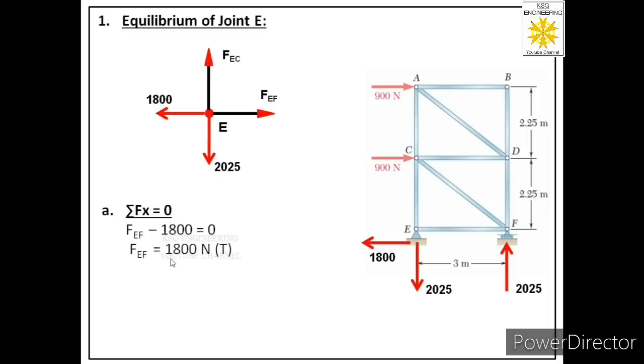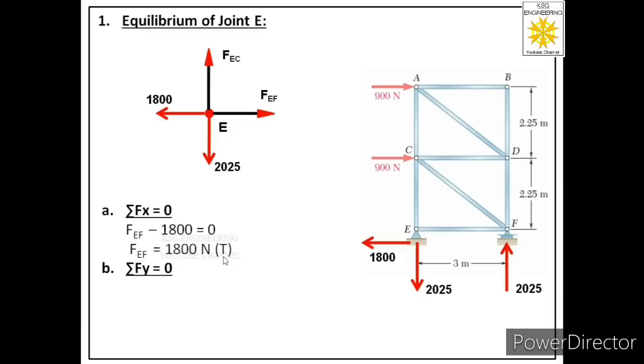So we got positive sign over here. The meaning of positive sign is that the assumption made by us for FEF at the start, that is tensile nature, is correct. So next to the magnitude we will label its nature as tensile by writing letter T.